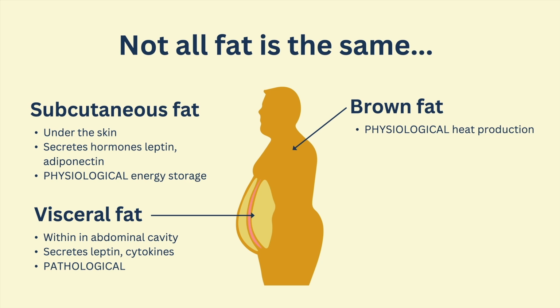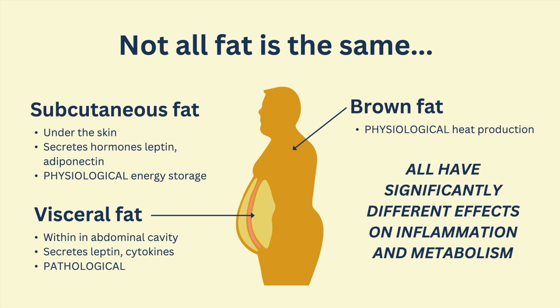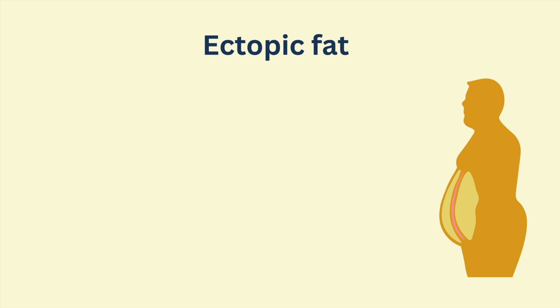And a third type of fat, of which visceral fat is a prime example, is a pathological type of fat. And this lives deep inside the abdomen. So you can see the subcutaneous fat is going to be under the skin. Visceral fat is inside the abdomen. And all these different types of fats have extremely different effects, both on inflammation and metabolism and how the body is operating.